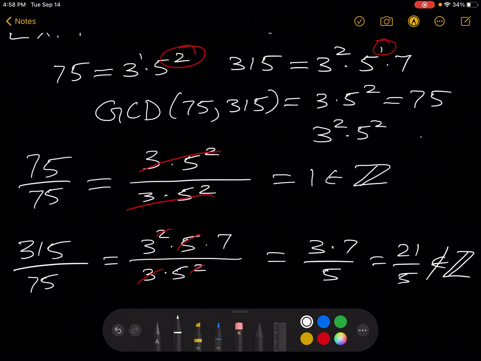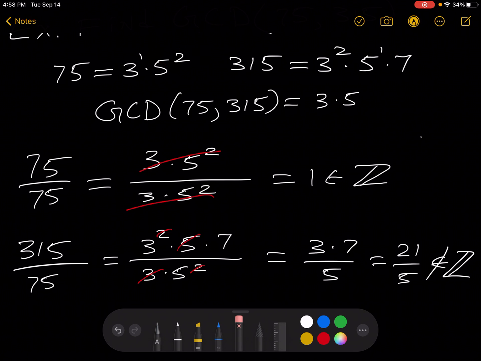So this shows you why the method that I gave works, where we said, okay, what's the smallest? A 1 and a 1 is 15. That shows you why that method works to find the greatest common divisor.